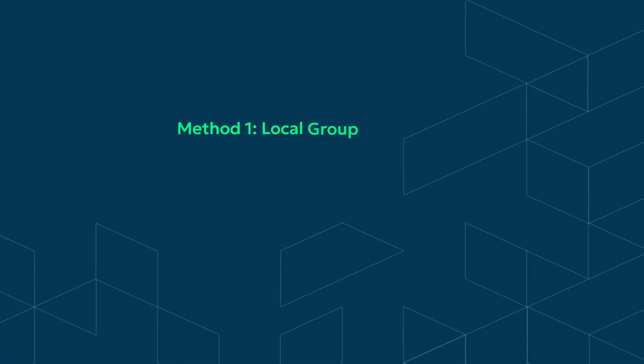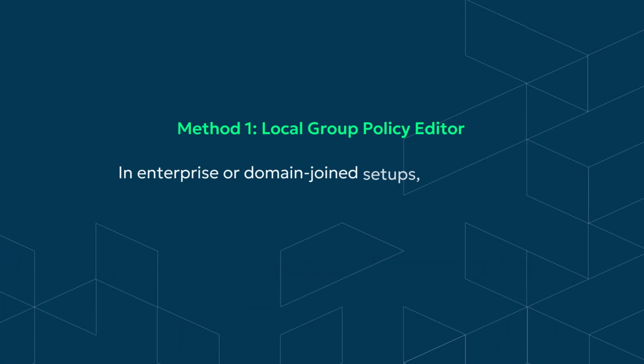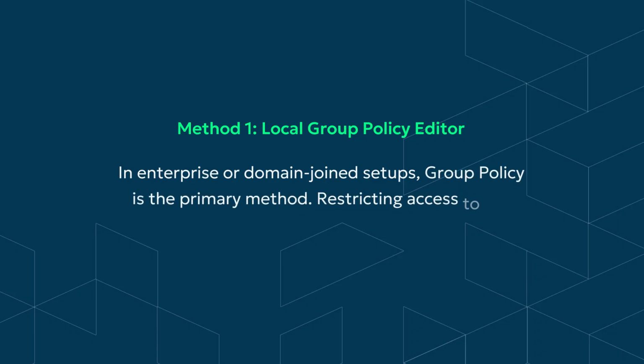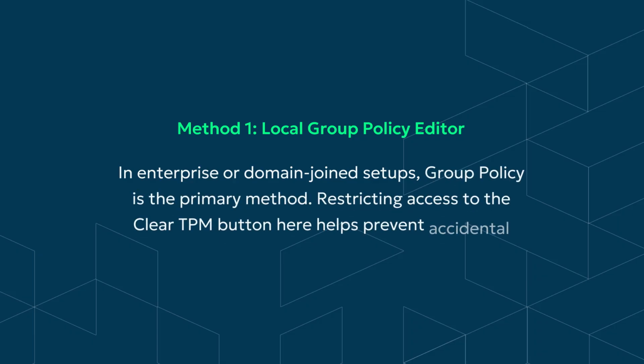Method 1. Local Group Policy Editor. If you're in an enterprise or domain-joined environment, Group Policy is your first stop. Preventing users from accessing the Clear TPM button here reduces the risk of accidental or unauthorized actions.